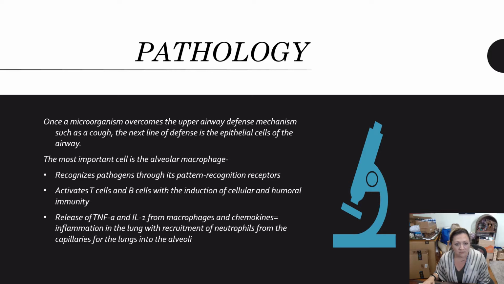Pathology. Once a microorganism overcomes the upper respiratory defense mechanism, such as a cough, the next line of defense is the epithelial cells of the airway. The most important cell to remember is the alveolar macrophage. It recognizes the pathogens through its pattern recognition receptors, activates T cells and B cells with the induction of cellular and humoral immunity, and releases TNF-alpha, interleukin-1, and chemokines.